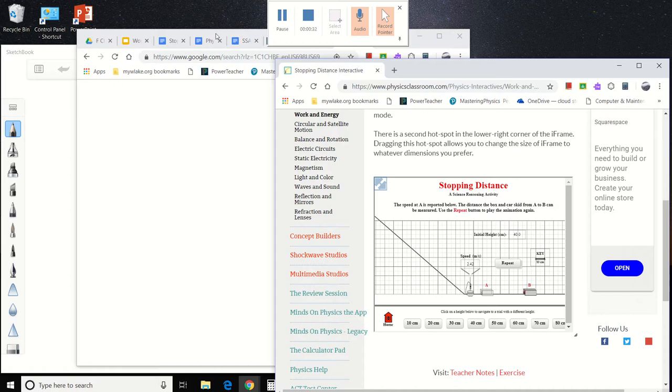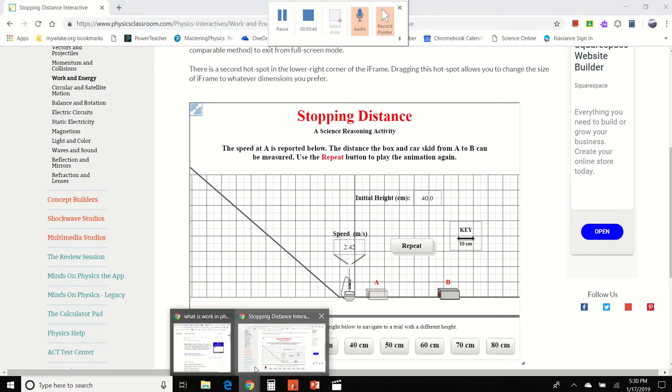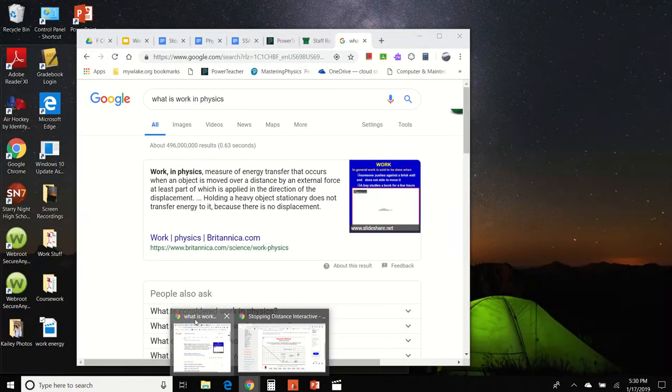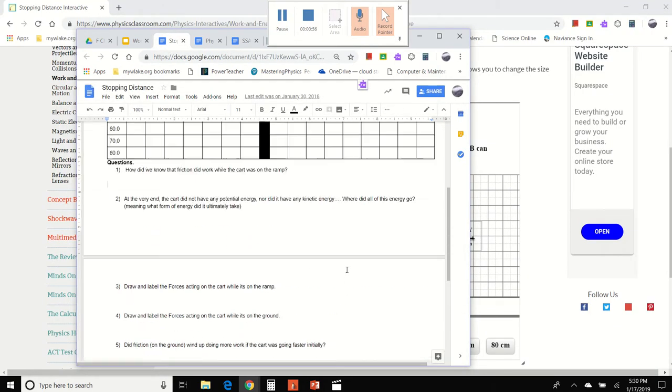To this site. And we see here, this is called stopping distance. Now, make sure that you guys understand we're not doing the lab that comes with this activity. I kind of made my own on this one. So by now you should have gotten a handout. The first page looks like this, and there's a second page that the questions continue on.